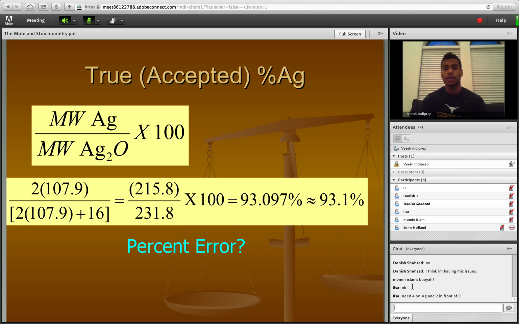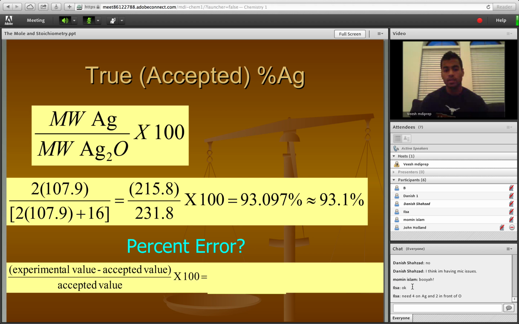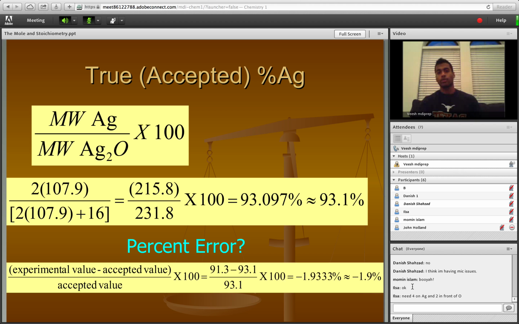And in the MCAT, they might ask you, what was the percent error of that experiment? The formula for that is you find the difference between the experimental value and the accepted value, divide that by the accepted value, and then times 100 to get the percent. So in this situation, it's 91.3 minus 93.1 divided by 93.1 times 100, and that gives you about 1.9% error. Here it has it in negative, but normally it's done in absolute value, so it would be 1.9%, even if it was 1.9% more.